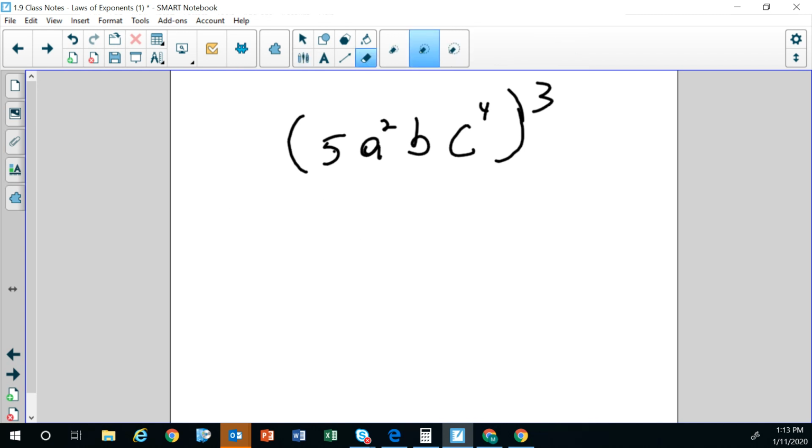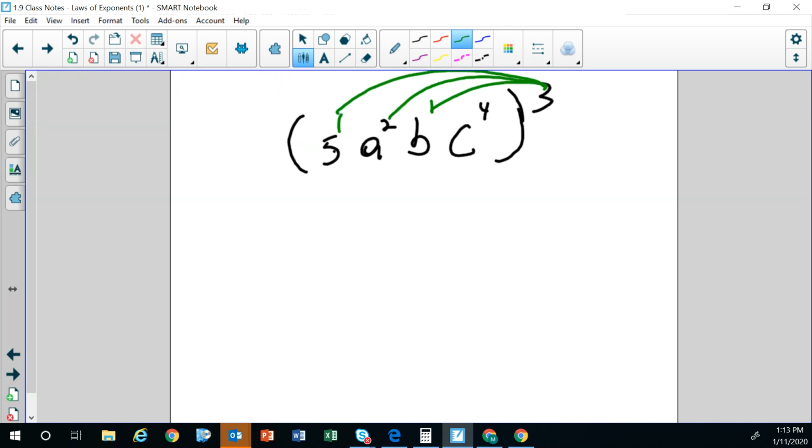So what I want you to do, first thing, is look at the expression, and any term that doesn't have a power, you know it has an exponent of 1. So 5 has an exponent of 1, and so does B. After you've written all the exponents, then you can multiply by the power of 3. So you distribute. You're going to have 3 times 1, 3 times 2, 3 times 1, and 3 times 4. So let's go ahead and do that.